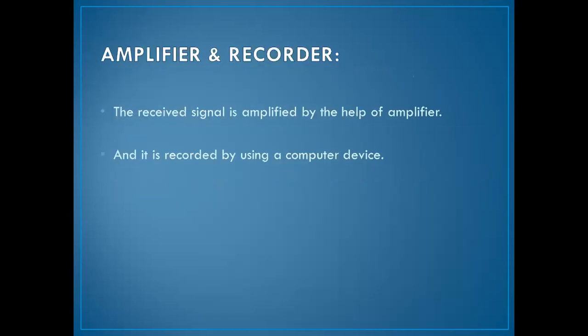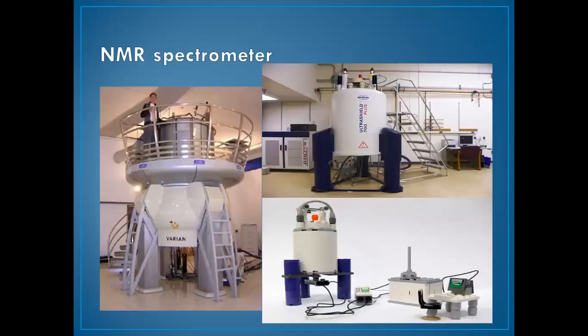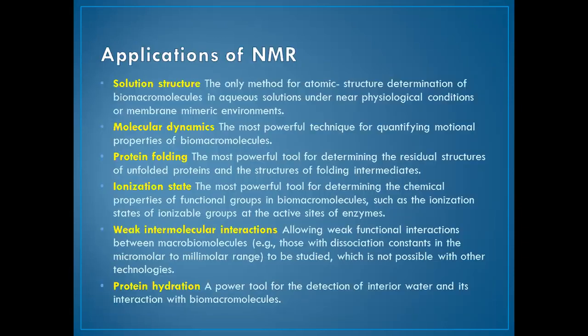Then the last component is the amplifier and recorder. The received signal is amplified with the help of the amplifier and it is recorded using a computer device. Then we move toward our last topic, which is applications. This is the last picture of the NMR spectrometer. Then the applications of NMR, which is our last topic.